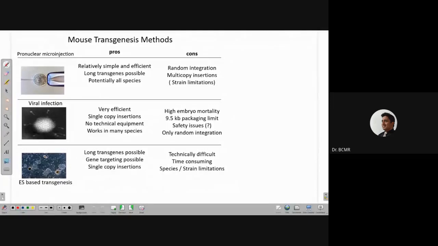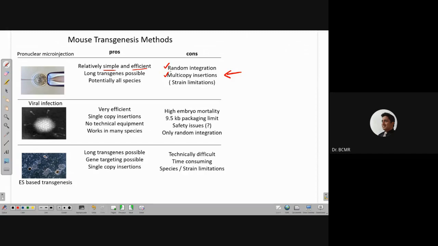So we have discussed two methods. One is the direct method, where we directly inject the gene of interest into the male pronucleus, hoping that it will integrate in only one copy, but that's not usually the case. It is very simple. It is very efficient. The problem, however, is that the integration is random. It's not targeted to one particular site. And the second problem is that multiple copies are integrated, not just one copy.